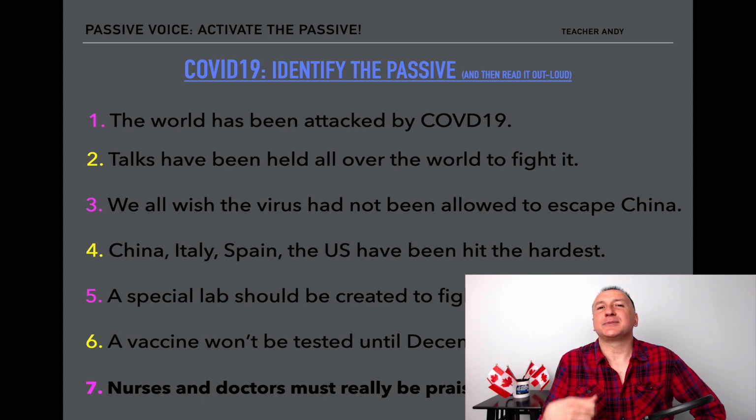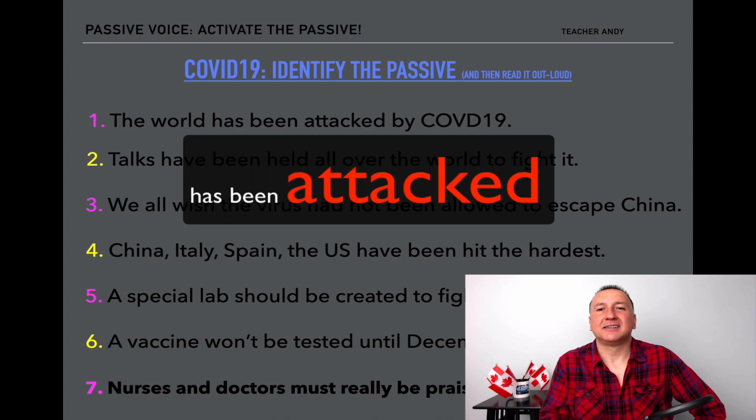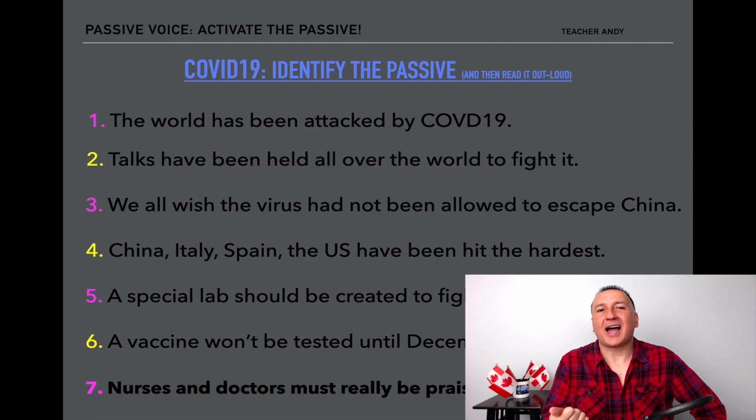The world has been attacked by COVID-19. Now, this one over here, of course, you have the passive voice is, has been attacked, right? The problem when we actually pronounce this sentence for the intonation is that when I say that, many students will say it like this. The world has been attacked by COVID-19.